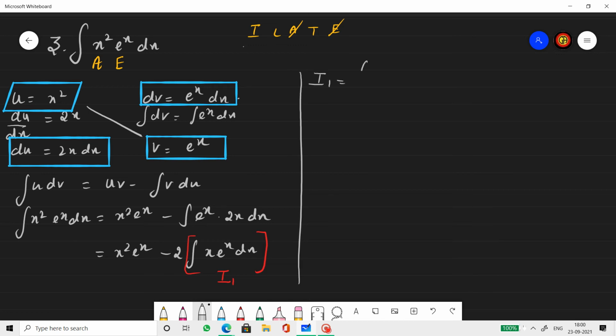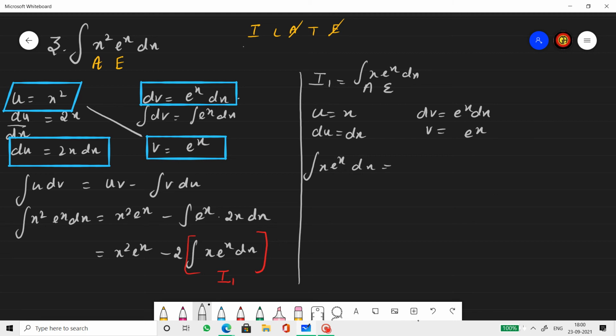I1 equals integration of x into e power x dx. Again, algebra and exponent. So u equals x, dv equals e power x dx. So du equals dx here and v equals e power x. So integration of x into e power x dx will be uv, which is x into e power x, minus integration of v du, which is e power x dx. So x into e power x minus e power x plus c. So this is the answer of I1. Substitute it back.